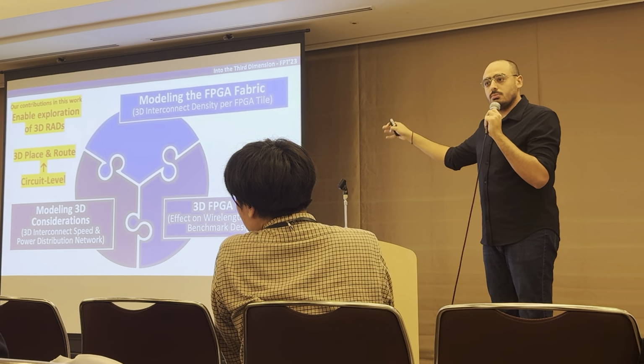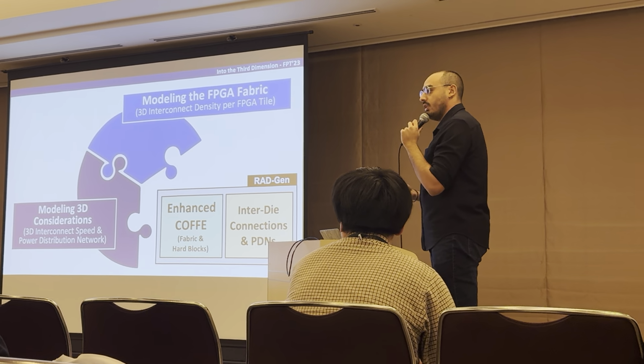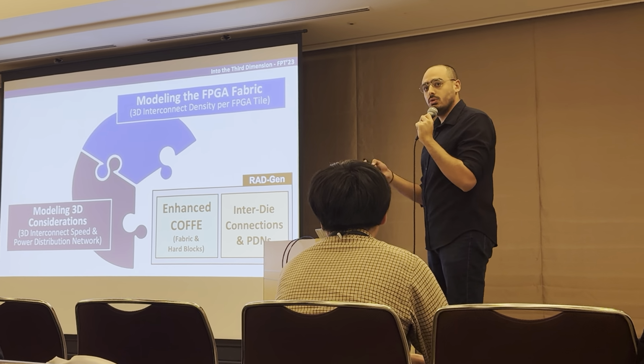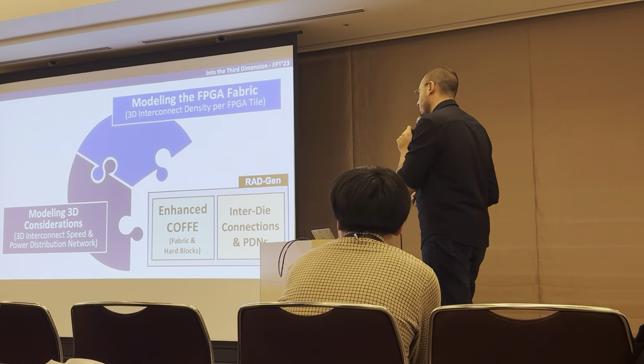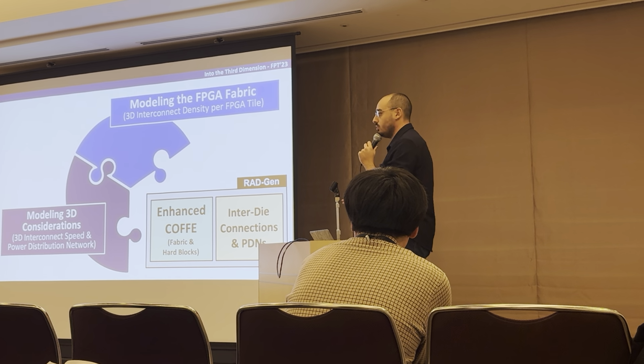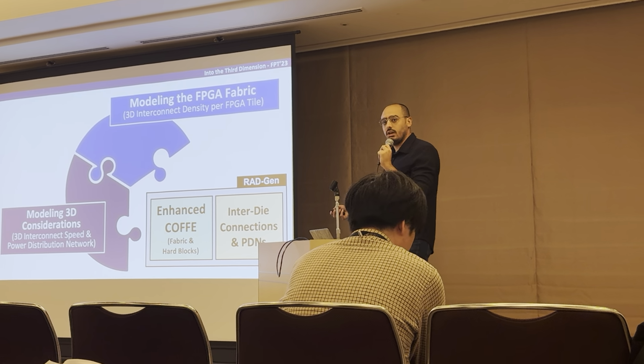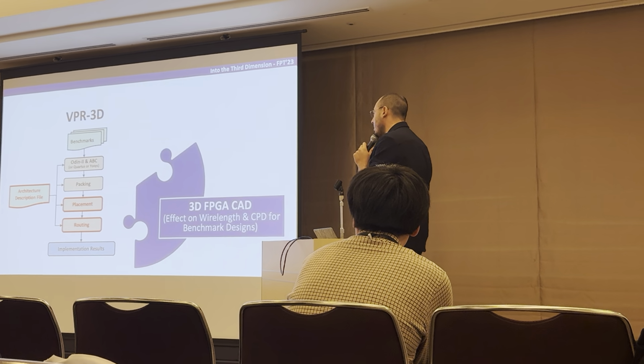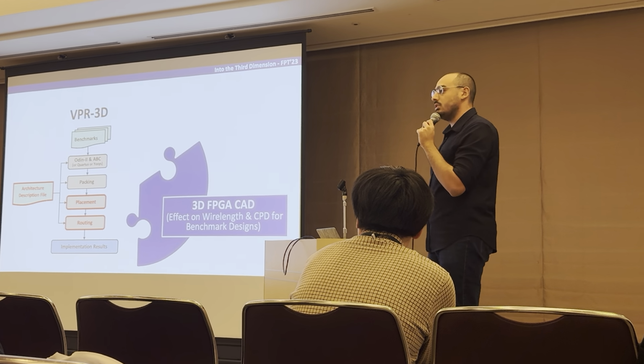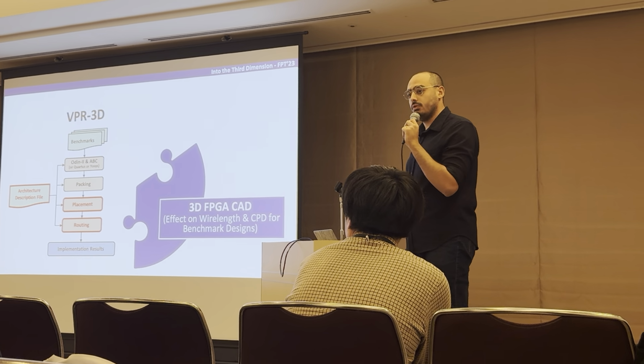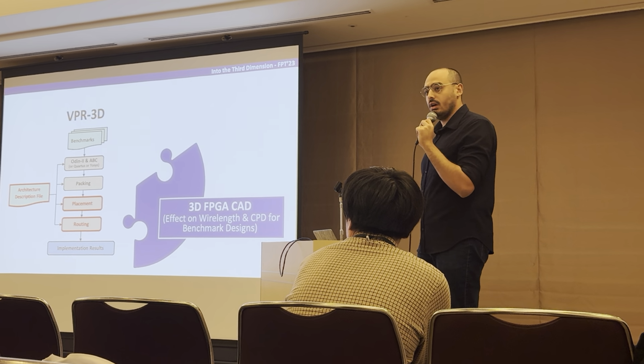So for those two pieces of the puzzle, we developed a new framework called RadGen, which integrates a tool called Coffee for FPGA fabric modeling, as well as new modeling tools for the 3D inter-die connections and the power distribution networks. And for the third piece of the puzzle, we build on top of the open source VPR flow to make it understand 3D FPGAs.